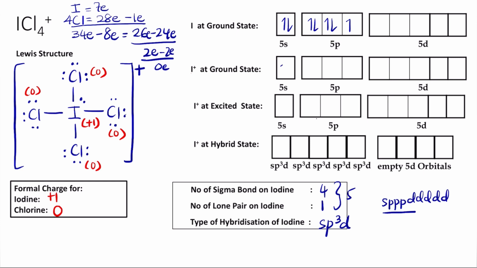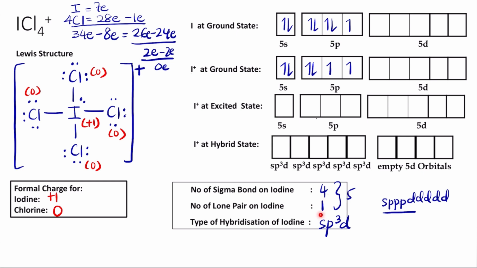So, saya akan tinggal 2 dalam 5S. Dan saya tinggal 4 dalam 5P. Okay, so dah tak ada dah lah satu yang couple kat sini. And next, barulah saya boleh buat excitation process di mana untuk I+, dalam polyatomic ion ni, I+, kita perlukan 4 sigma bonds.